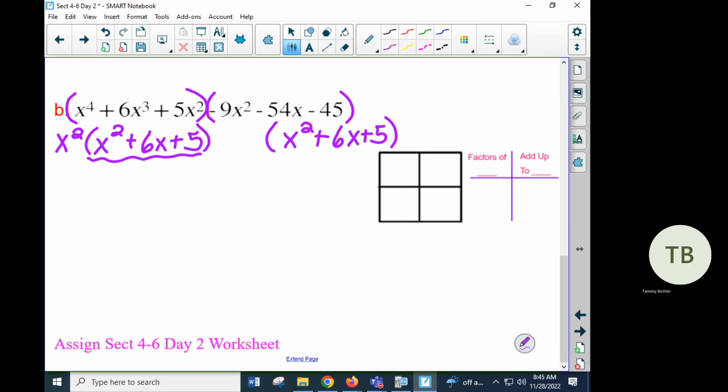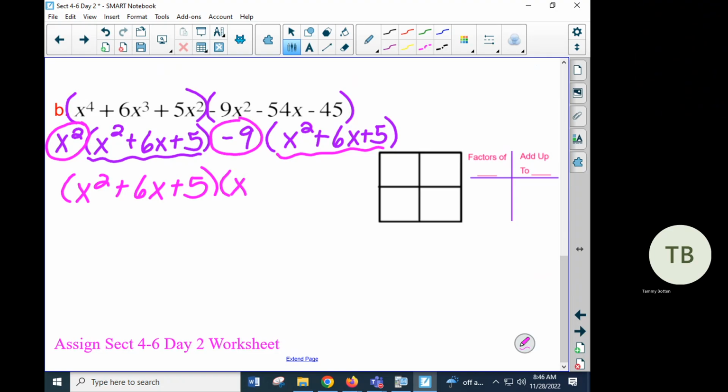And then I think what would go here? So 1 times x squared would give me a negative 9x squared, that's negative 9. Negative 9 times 6x is negative 54x. Negative 9 times 5 is negative 45. Then, because these two are identical, I bring that down. And then what's in front here and what's in front there, I put in a parenthesis. So that's x squared minus 9.